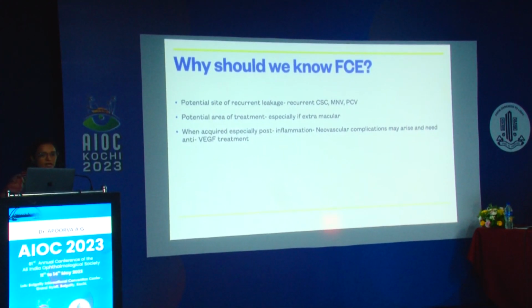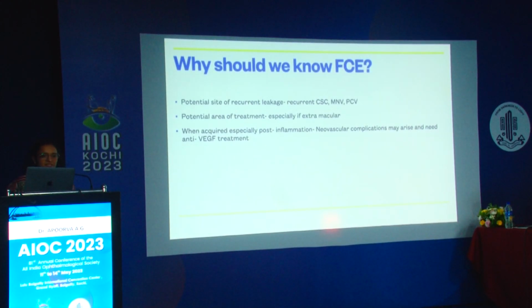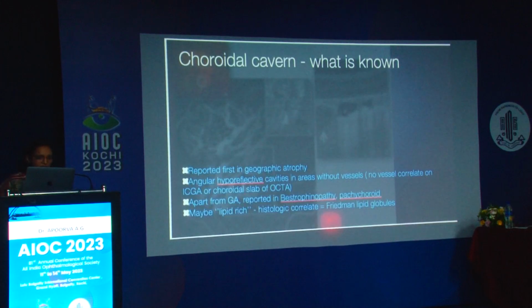So why we should know FCE is because it's a potential site of recurrent leakage in recurrent CSC, MNV, PCV. It is a potential area of treatment, especially if it's extramacular, and it can be post-inflammation acquired FCE where neovascular complications may arise and need anti-VEGF treatment along with anti-inflammatory treatment.